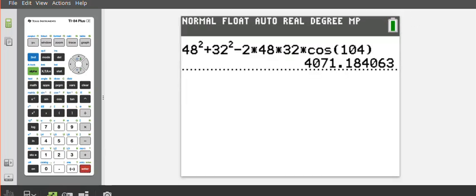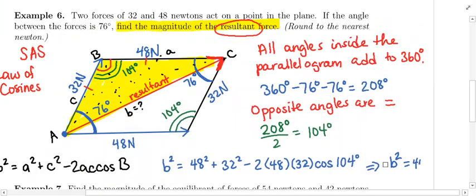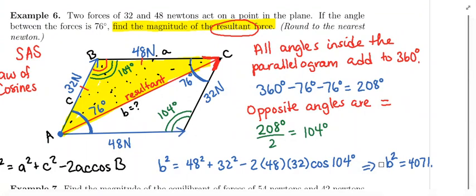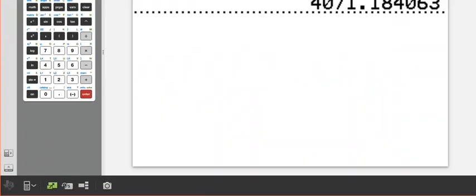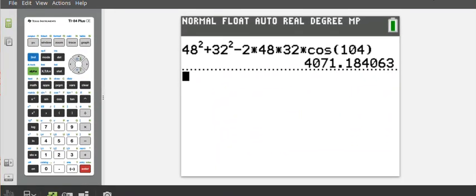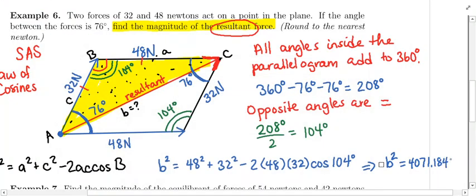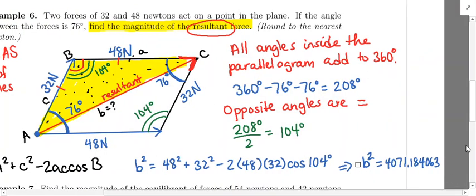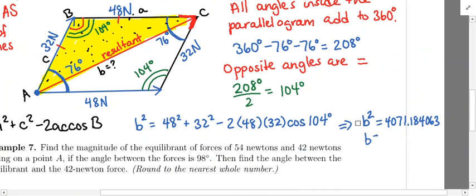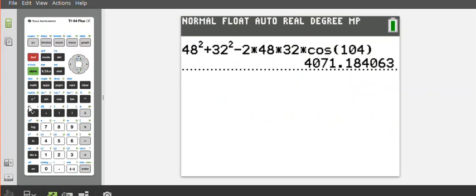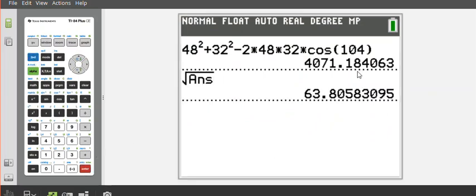Okay, so let me go ahead and write that decimal down. 4,071.184,063. If we want b, we need to take the square root. You only need to worry about the positive version because we're finding a distance here. If we're talking about the magnitude, you don't have to incorporate the direction. So if we go ahead and take the square root here, here's going to be our b value.